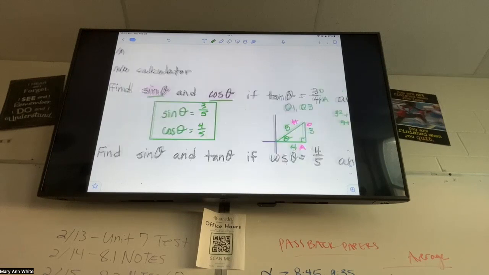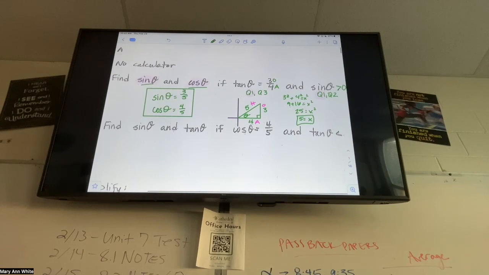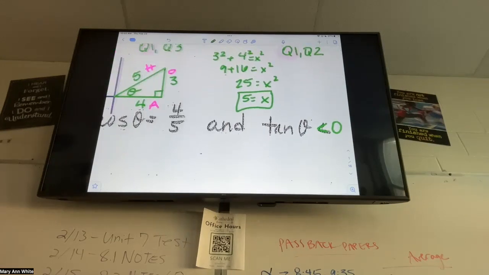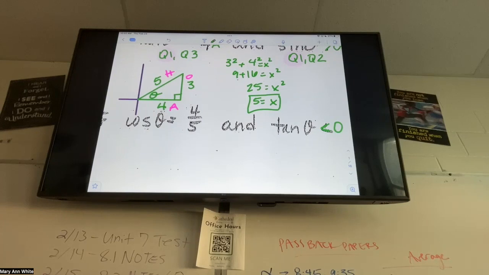What's the chance? Great question. I think it's less than 0. Tan is less than 0. Make that tan less than 0. See if you can start that one without me.